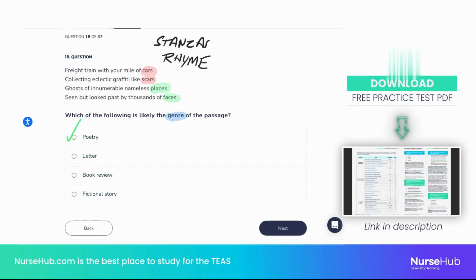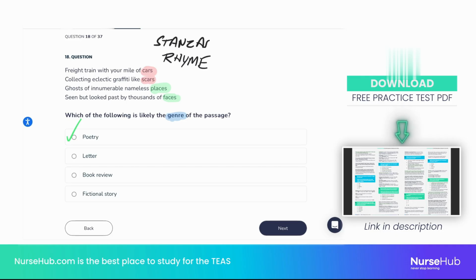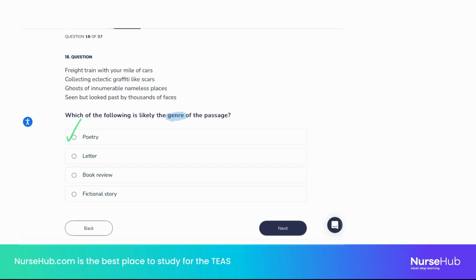All right, so there we go. We looked at genre today and we read some poetry. We got creative with it.